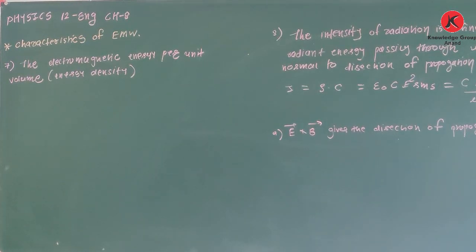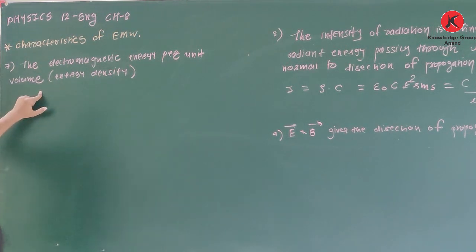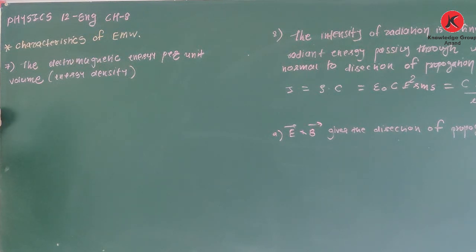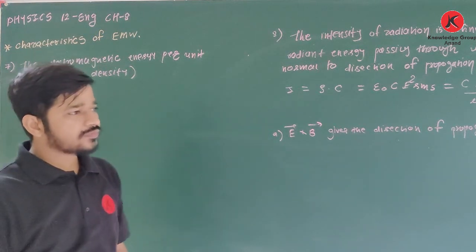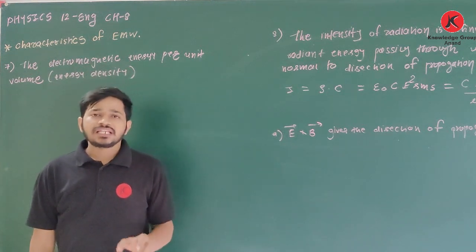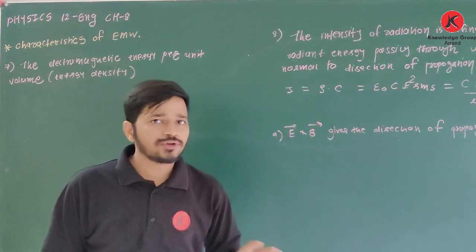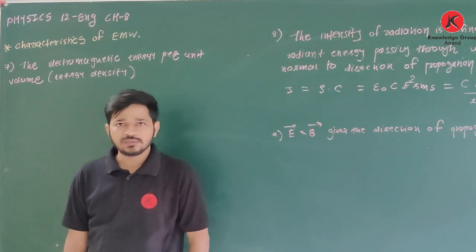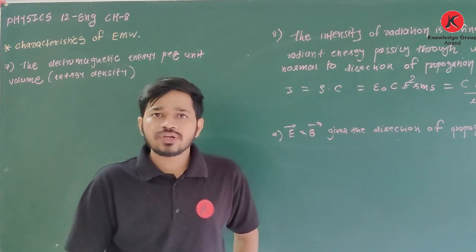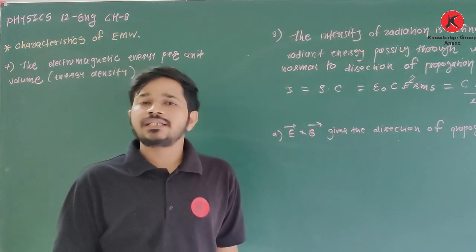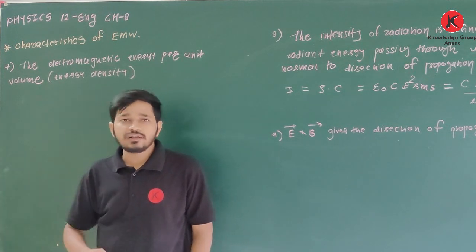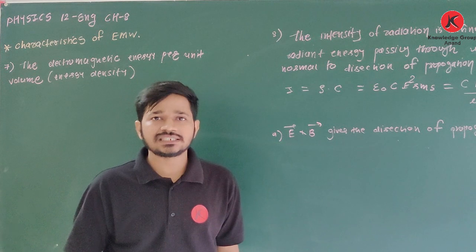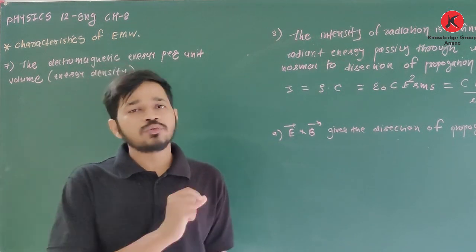Next point is the electromagnetic energy per unit volume, that is energy density. In the case of a capacitor, energy is stored in the form of electric field, and its energy density we know is half epsilon 0 E square. In the case of an inductor, energy is stored in the form of magnetic field, and we also know its energy density, that is B square upon 2 mu 0.